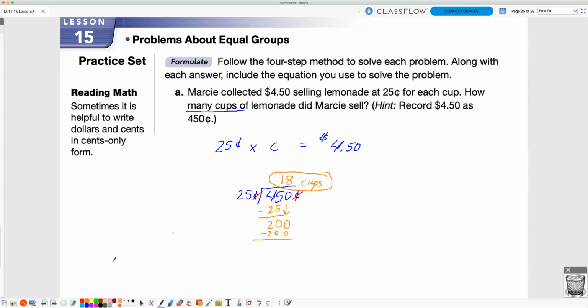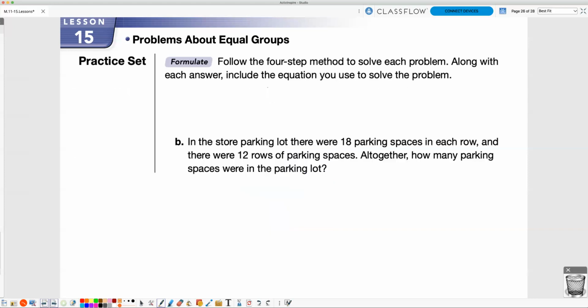Okay, so if you got that, you're correct. Let's try another one. In the store parking lot, there were 18 parking spaces in each row, and there were 12 rows of parking spaces. Altogether, how many parking spaces were in the parking lot? So we actually don't know what the total is, how many spaces there were, but we do know that there were 18 spaces in each row, and there were 12 rows.